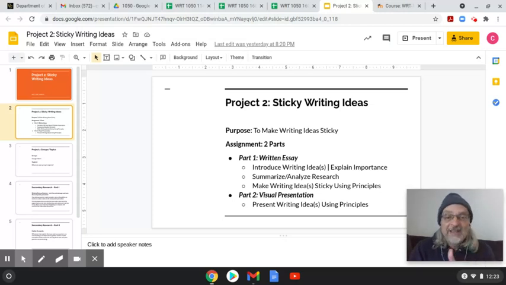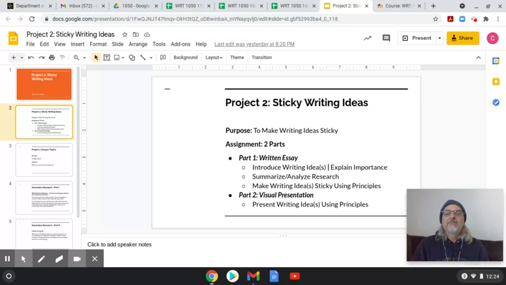There's the written essay and the visual presentation. The written essay is where we're starting. It's to introduce the writing idea and explain its importance, and we're saying we need some examples too. Then we're going to summarize and analyze our research. We're starting with secondary research. We'll get to primary research next week, but this week is secondary research.